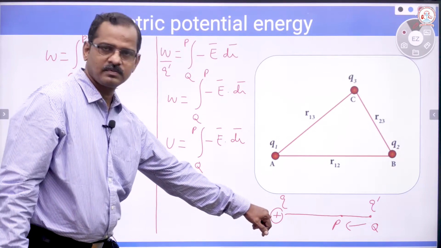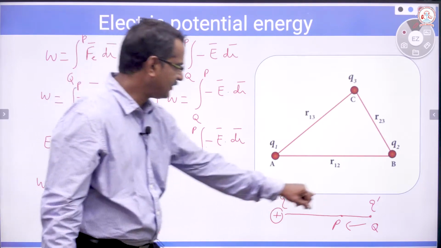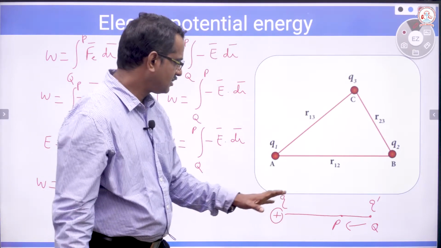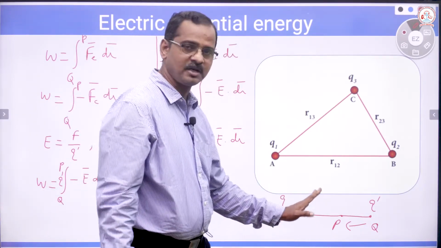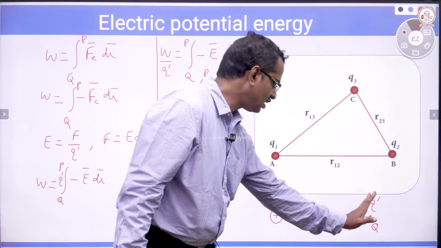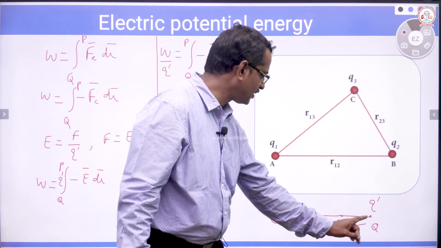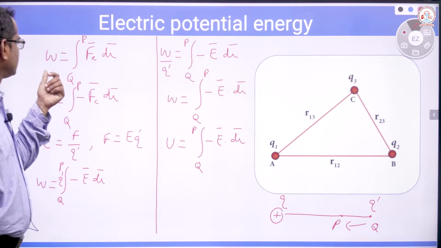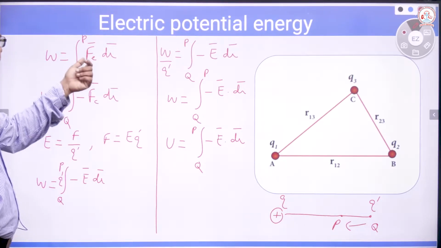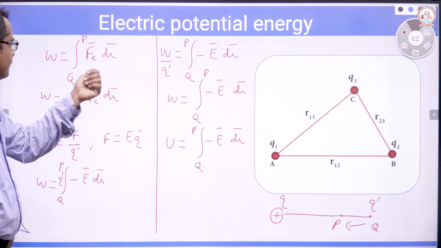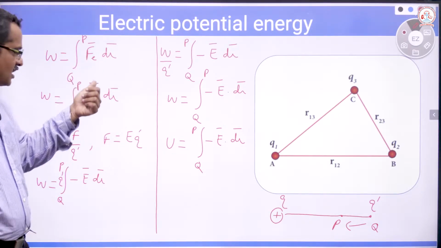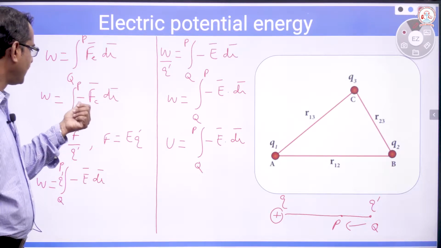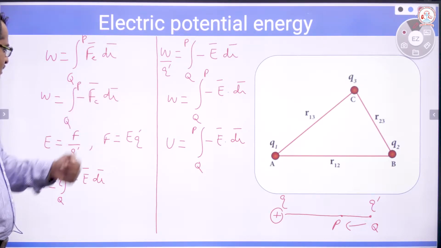Imagine a plus Q charge here, and imagine a Q dash charge here. The electric potential here is the amount of work done in moving a unit positive charge from Q to P. Work is equal to the integral from Q to P of F vector dot dr. This F vector is nothing but the Coulomb's law force, so minus F sub x E vector dr.